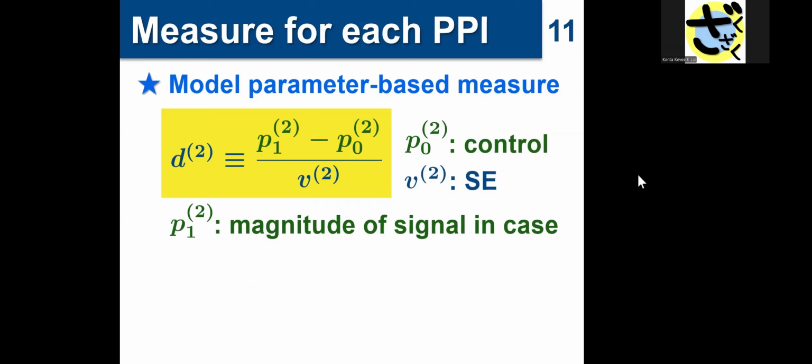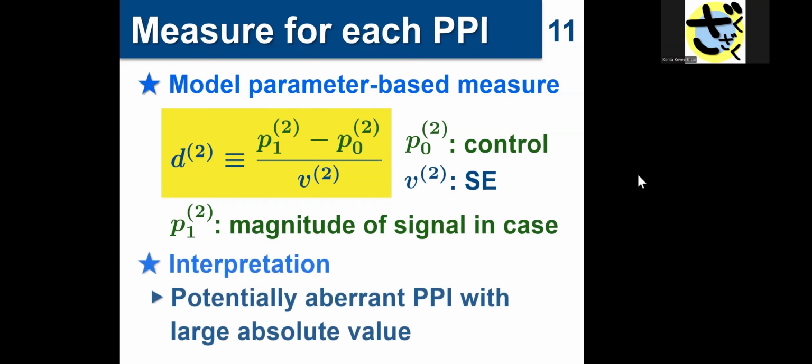This measure is the difference considering statistical precision, and the larger the absolute value, the more likely it is that aberration lies in the interaction. A detailed explanation of the detection measure is provided in the poster presentation.